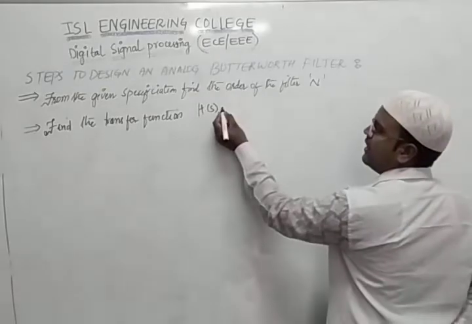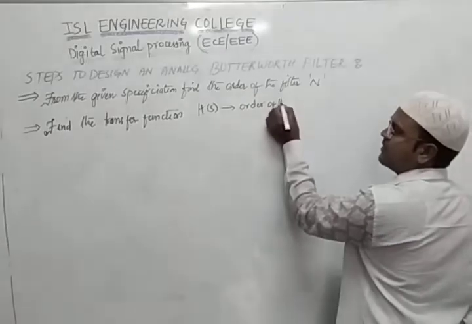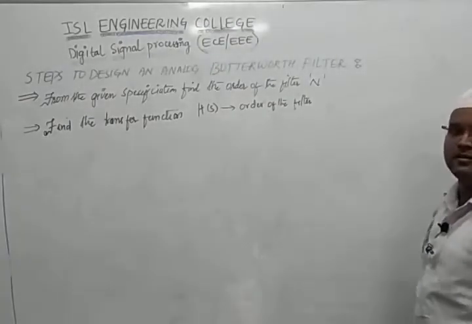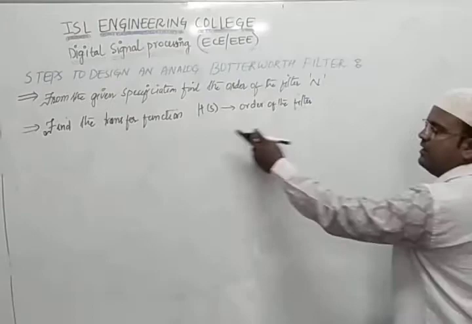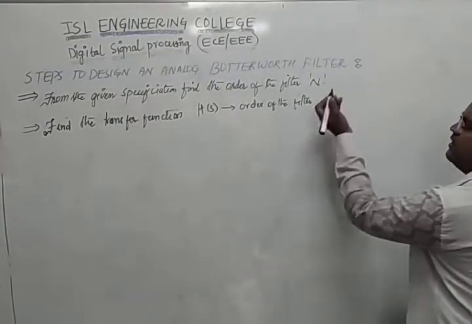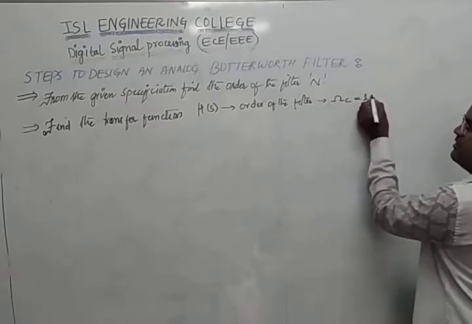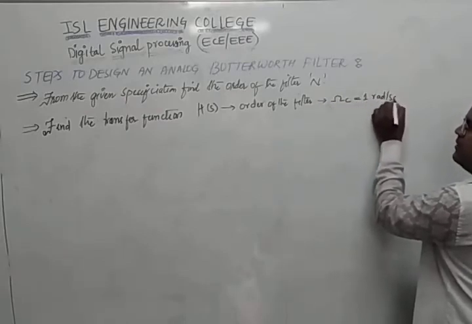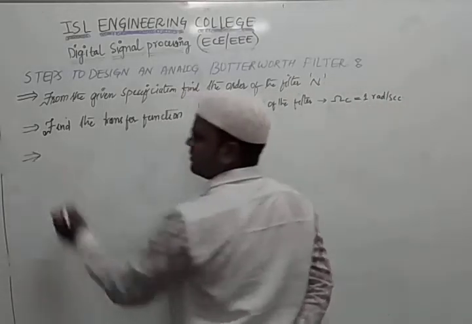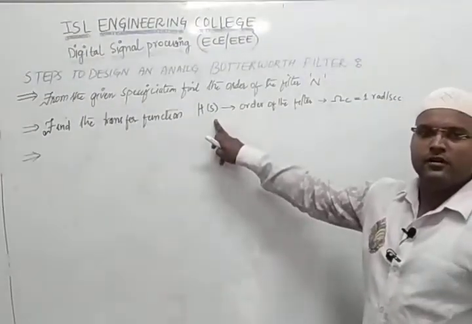How do we find it? That depends upon the order of the filter, which we substitute in and find the value. It also depends upon the critical value. What do we need to assume here? The critical frequency is assumed to be 1 radian per second. The third step is about the H of s polynomial for different orders.